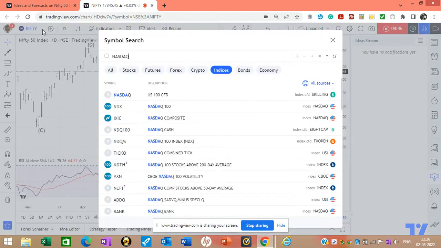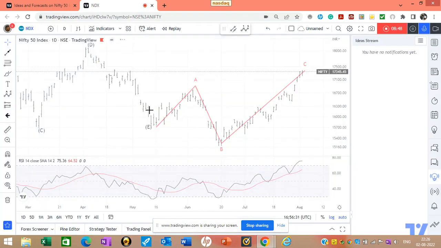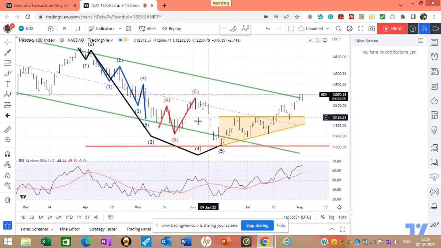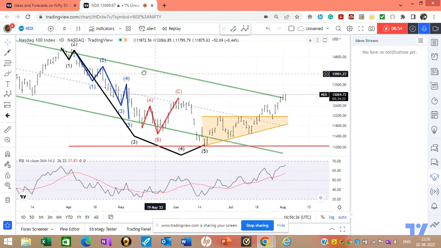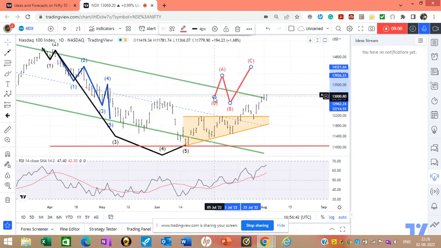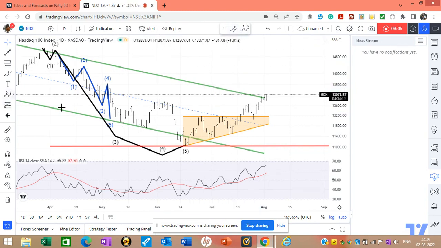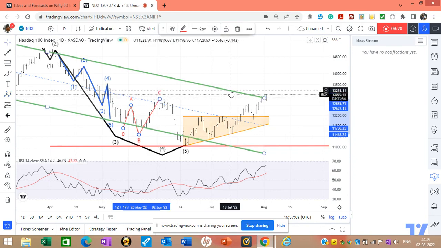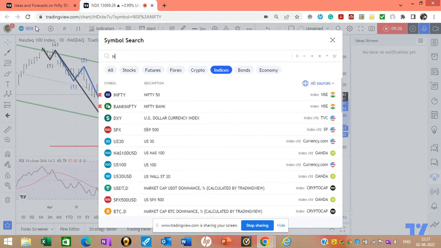Nasdaq. Now in Nasdaq we had this expanded flat correction. This is wave A. Wave B is greater than this wave A. It goes beyond the start of the wave A, and then wave C goes beyond the end of the wave A. So this is an expanded flat correction. Similar correction happening in Nifty.